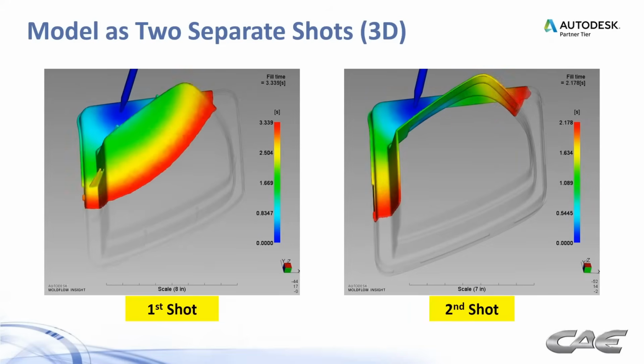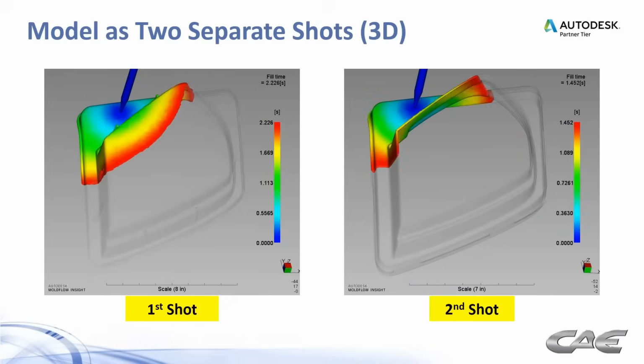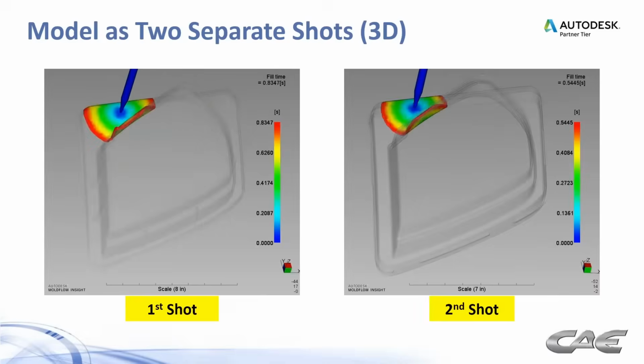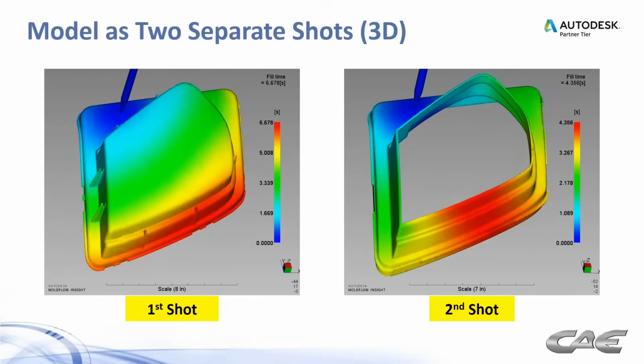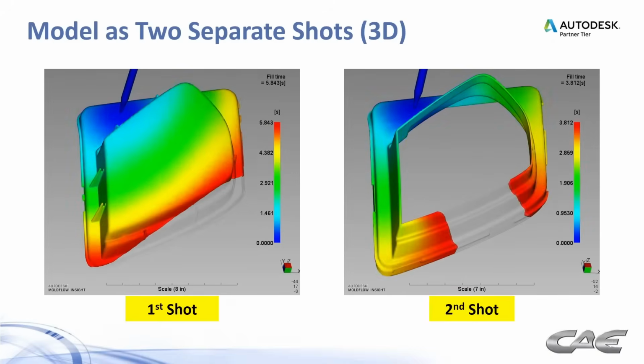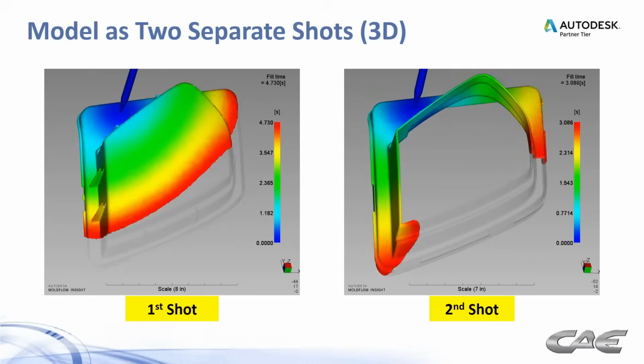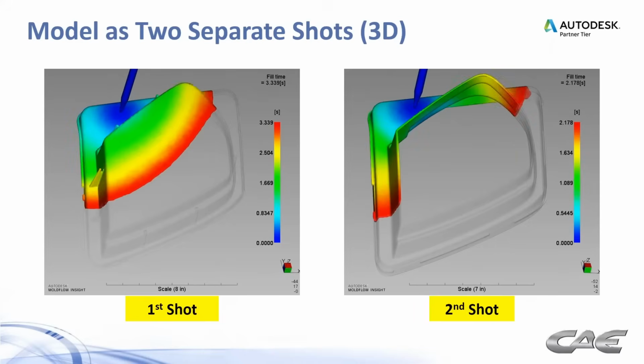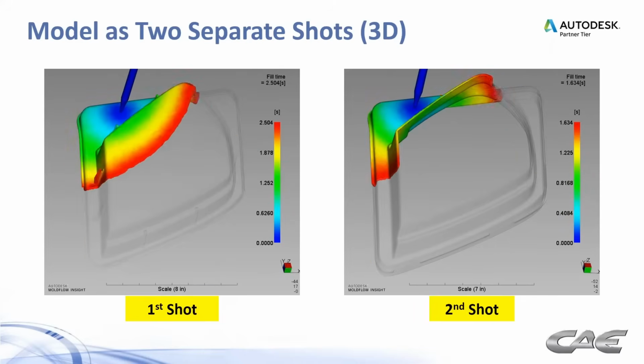So things that we're going to monitor when we're limited with gate locations are, of course, pressures, the processability. We have to make sure that the pressure and the clamp force and all those things that we would do for a single shot analysis fall in line with the capabilities of the machine and so forth.